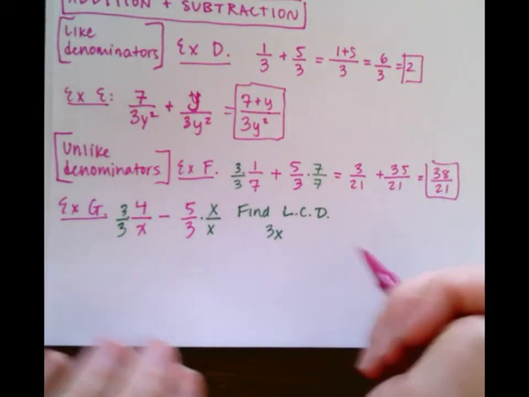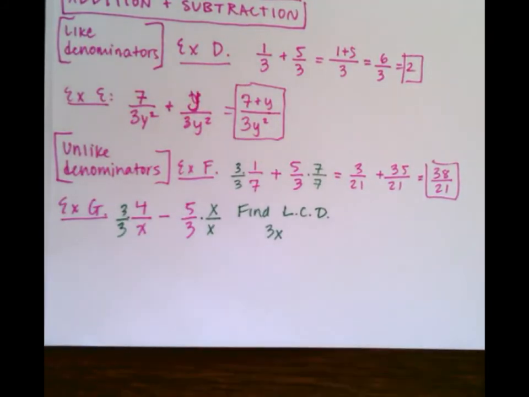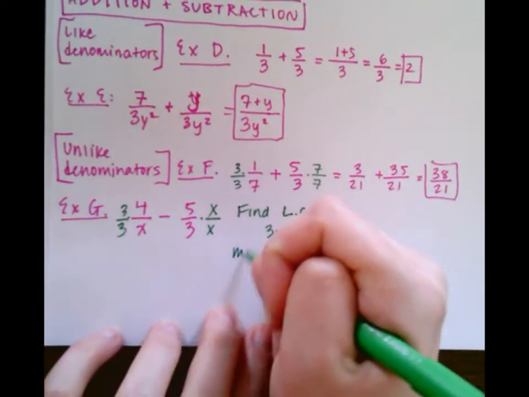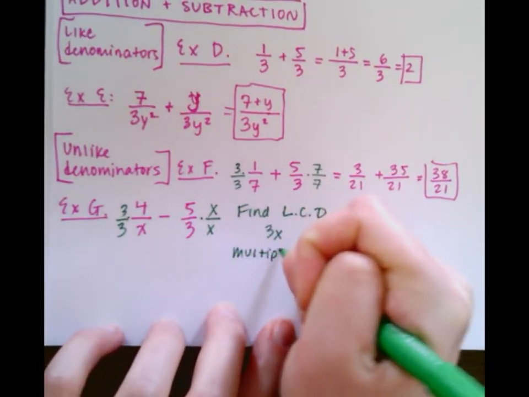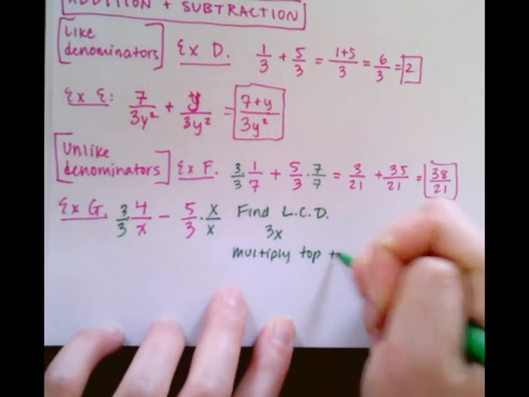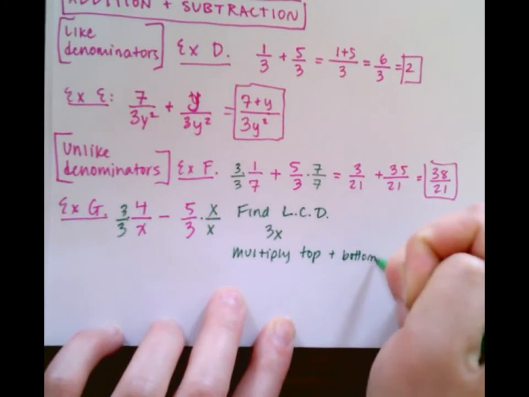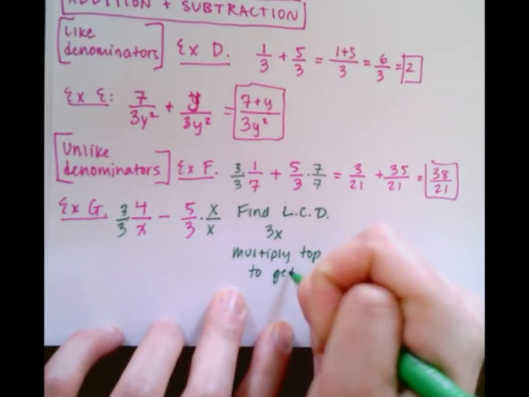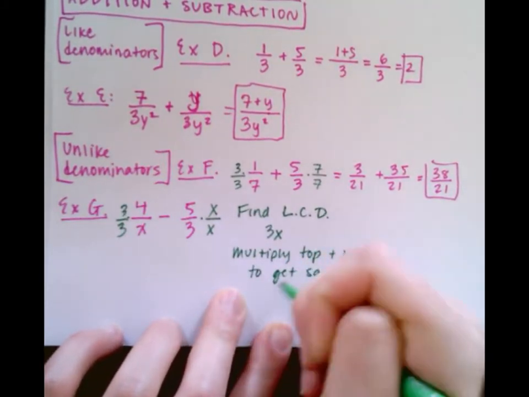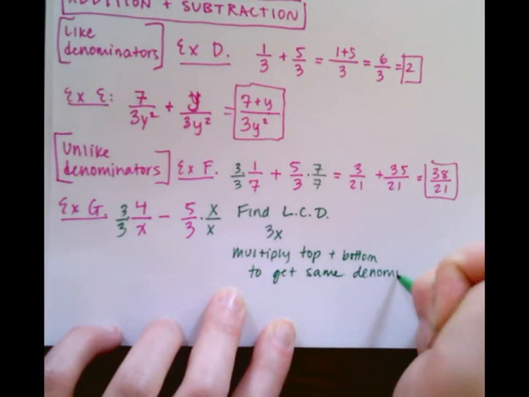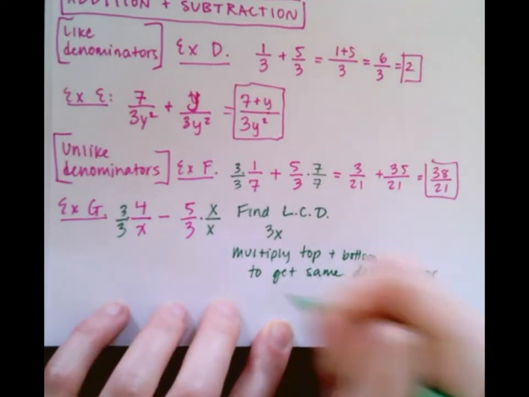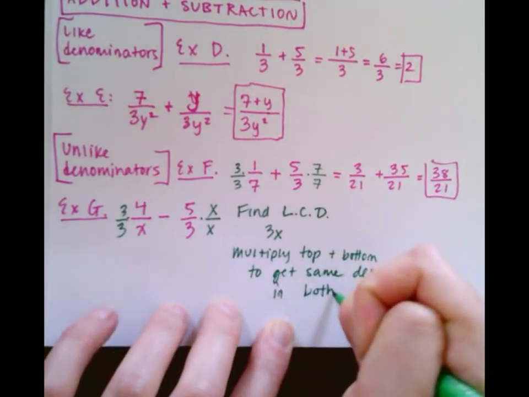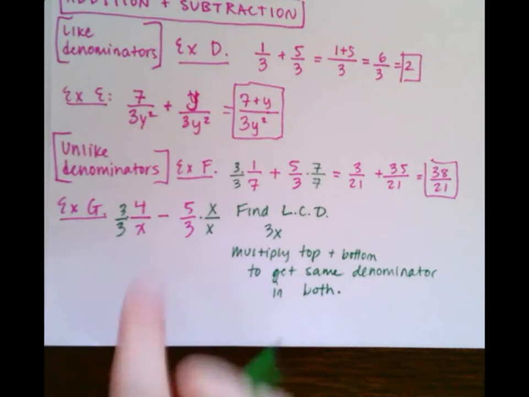So then, we found the LCD, which we know is 3x. Then we have to multiply top and bottom to get the same denominator in both. So that's what I'm doing here.